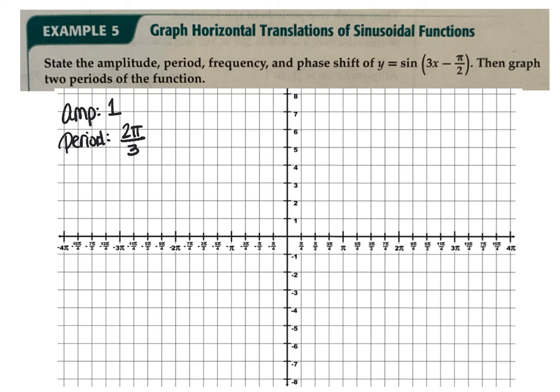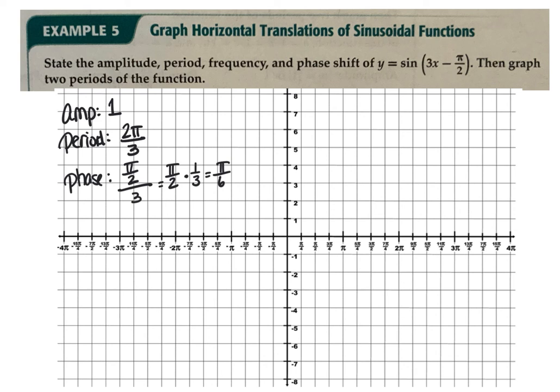My phase shift is going to be negative c. What is c? C is negative pi over 2. So negative c is pi over 2, over b. What is b? 3. Now remember, keep, change, flip. So that's pi over 2. Change it to multiplication. The flip of 3 is 1/3. So my phase shift is pi over 6. Okay, pi over 6. Everybody see what's going on here?